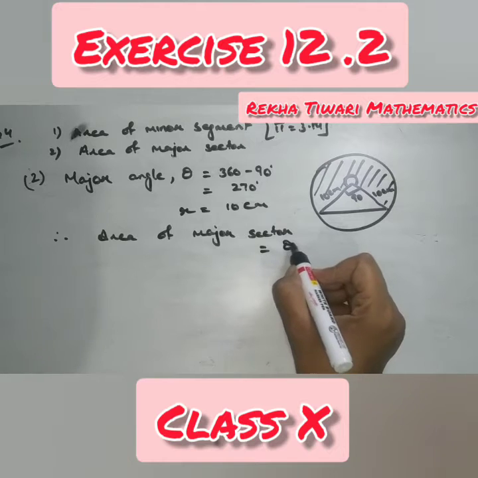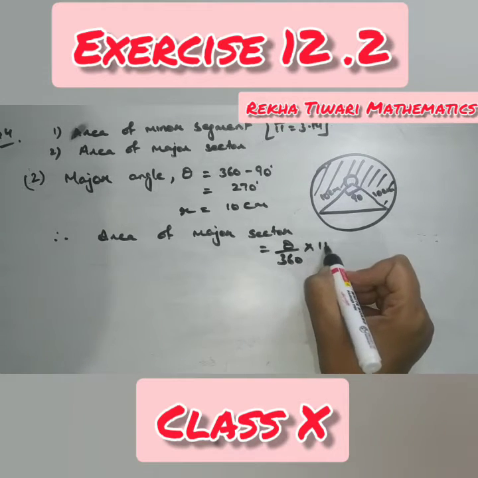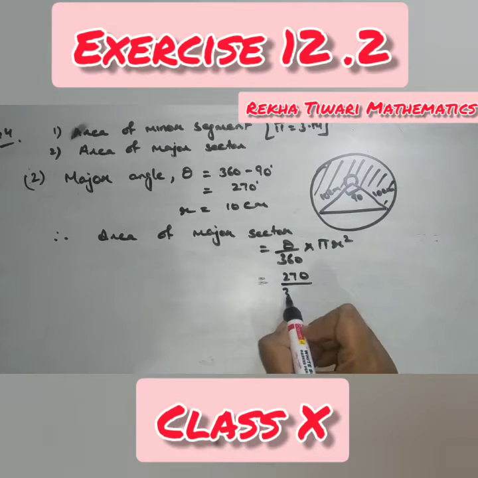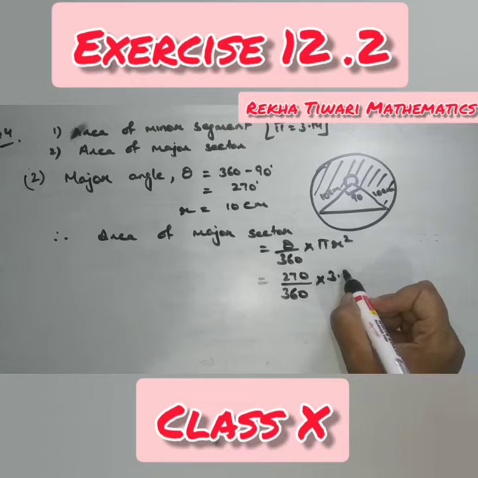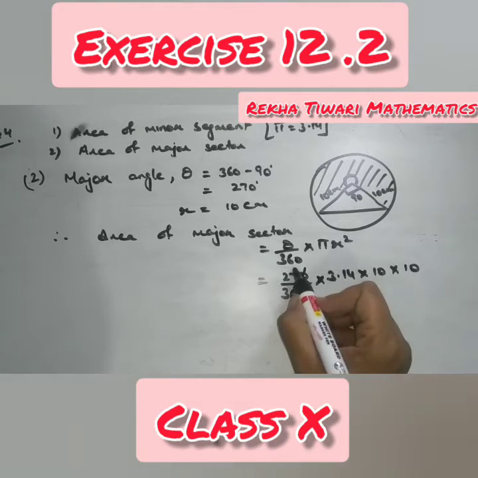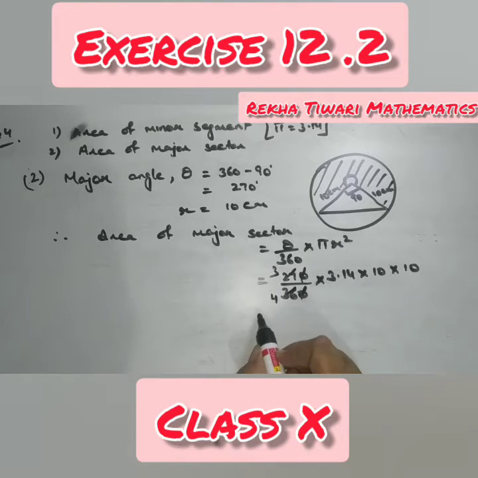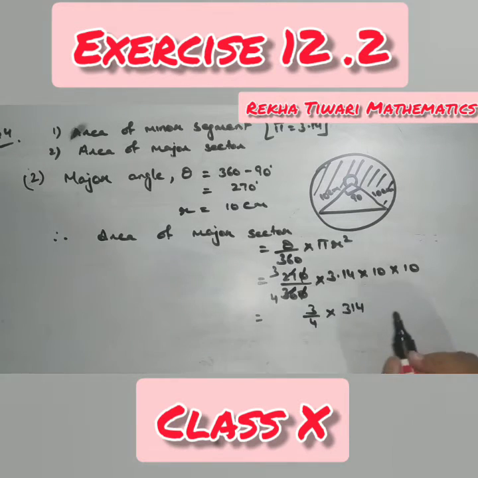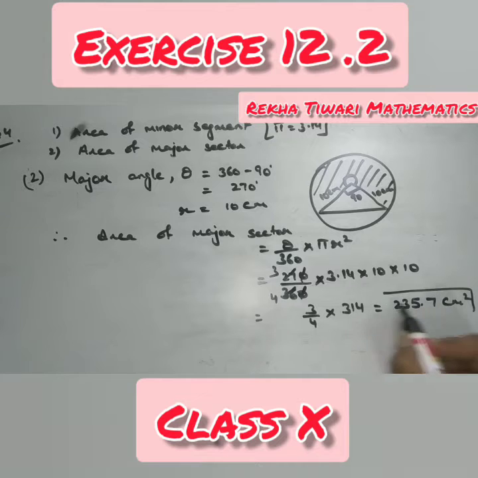Therefore, area of major sector is equal to, formula is theta by 360 into pi r square. Put down the values. Theta is 270 upon 360 into 3.14 into 10 into 10. Cancel 0. 9 3s are 27, 9 4s are 36. So this is 3 by 4 into 314, and if you solve this, you will get the answer as 235.7 centimeter square. I hope it is clear.